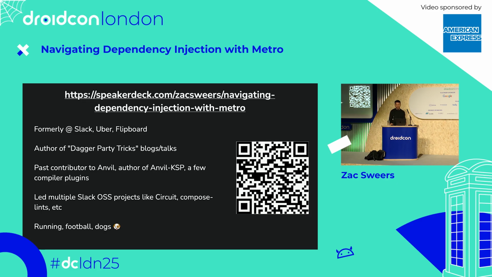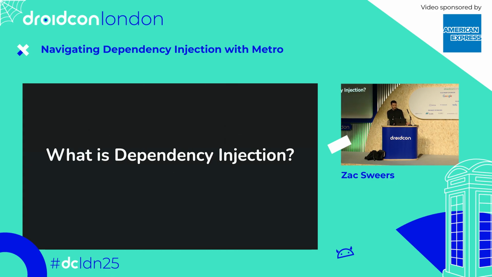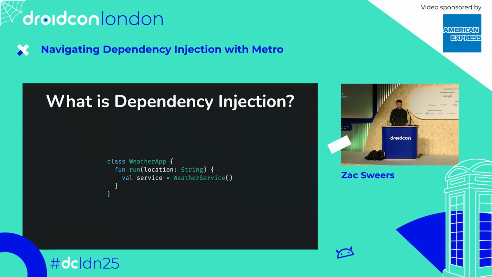All right, so if you're not familiar with dependency injection, I'm going to call it DI for the rest of the talk. Fear not, we're going to start with a little bit of a primer. So what is dependency injection? First, let's look at an example. Consider a simple weather app. It's basic. You give it a location, and it gives you the forecasts for that location.